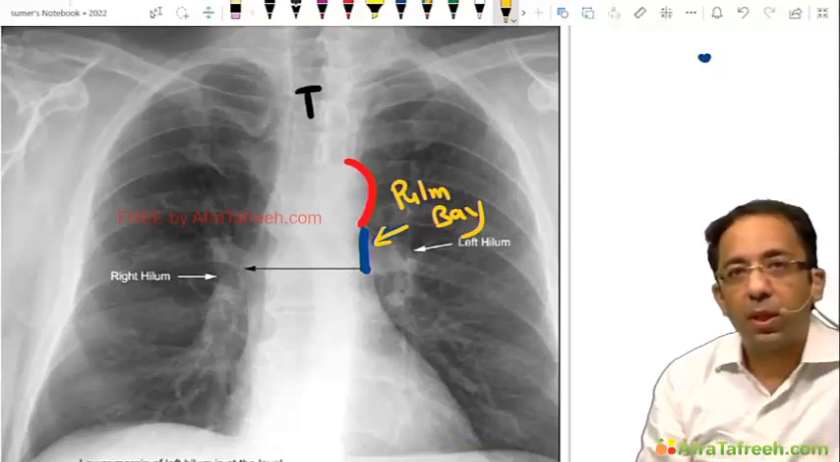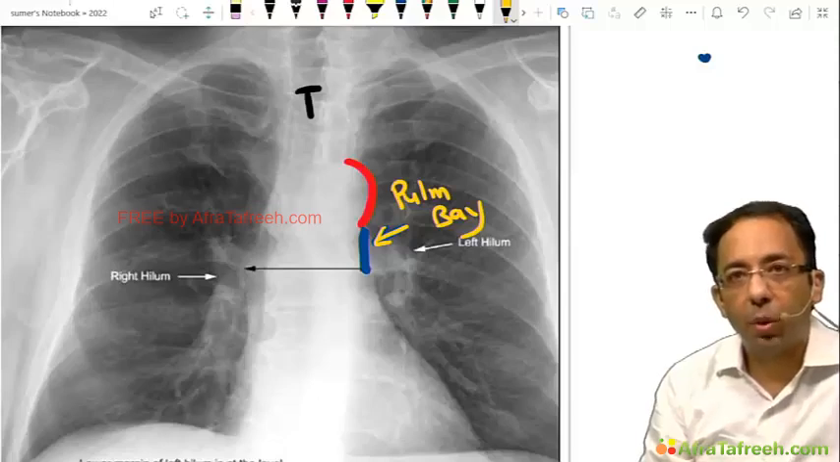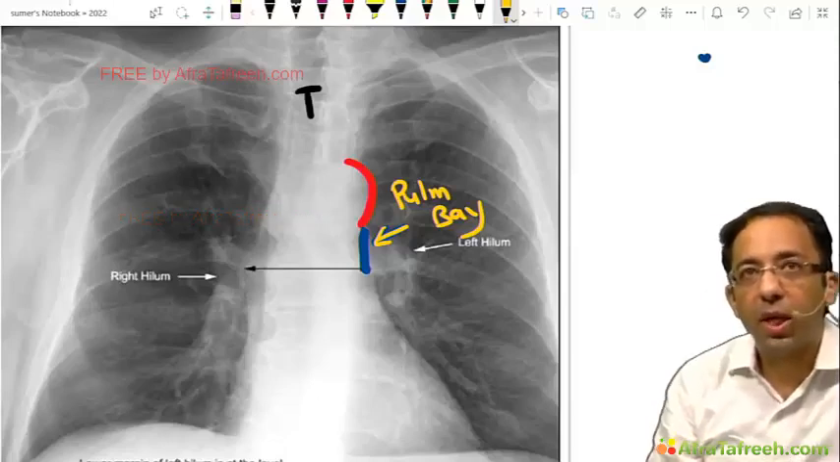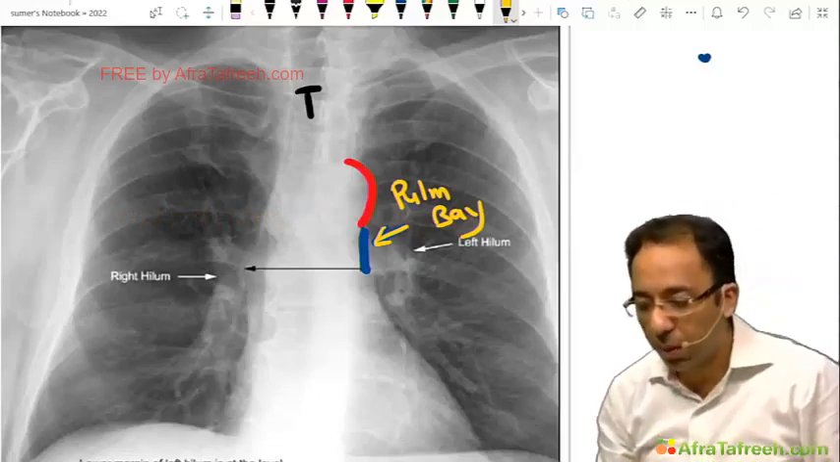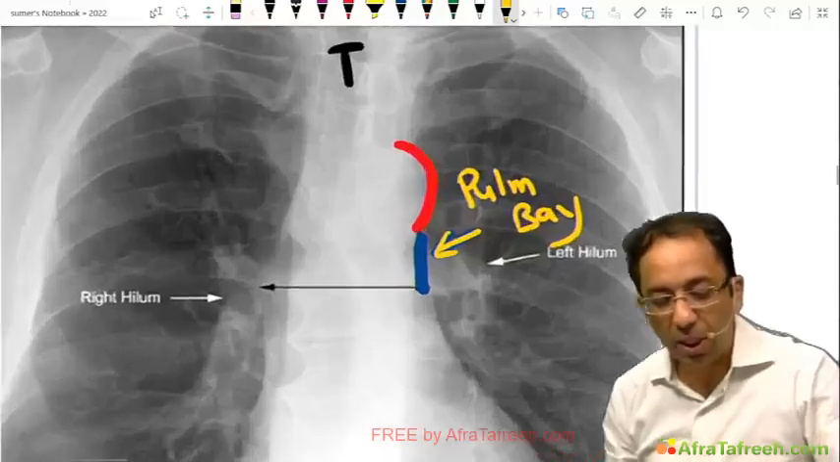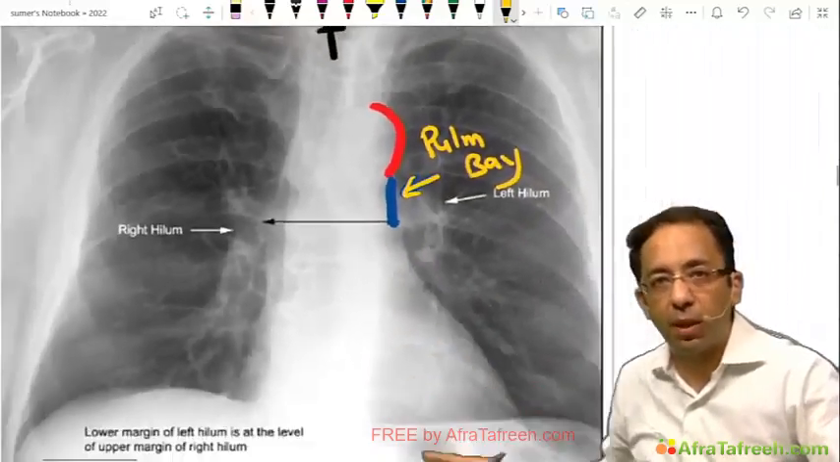Pulmonary bay means this is the area where you have the main pulmonary artery. Are you clear or not? This is the area where we have the main pulmonary artery. So if somebody has pulmonary artery hypertension, this area gets dilated. This is the pulmonary bay.